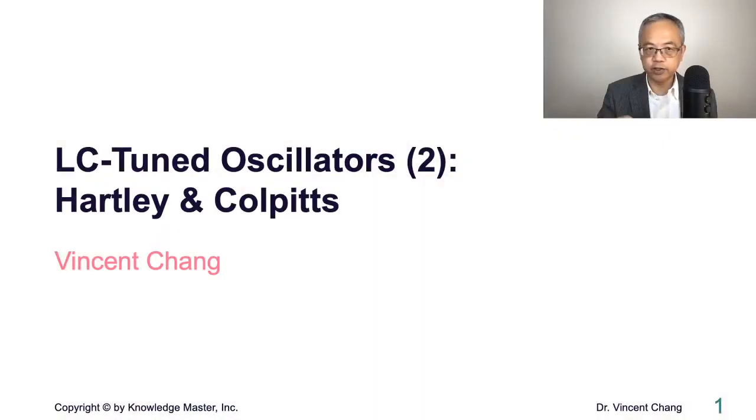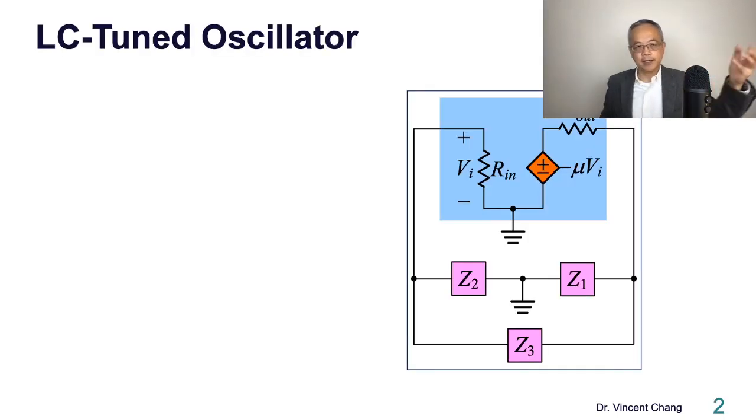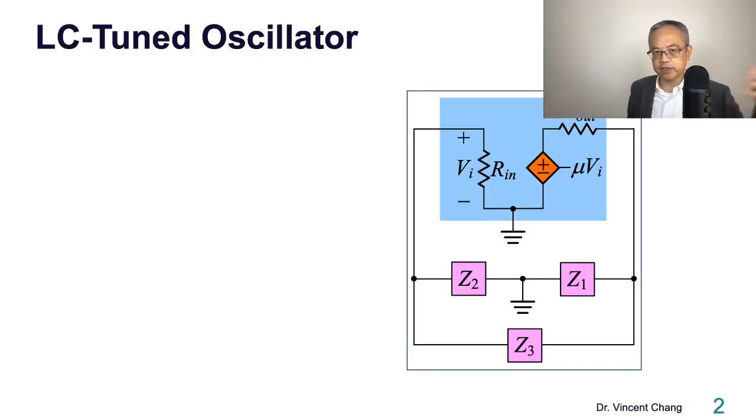This is Vincent Chang. In this lecture, we're going to continue what we learned from the previous lecture, which is the LC tuned oscillator, and to show you two types of LC tuned oscillator. The first one is called the Hartley Oscillator. The second one is called Colpitts Oscillator. Hartley and Colpitts. This is what we learned from the previous lecture.